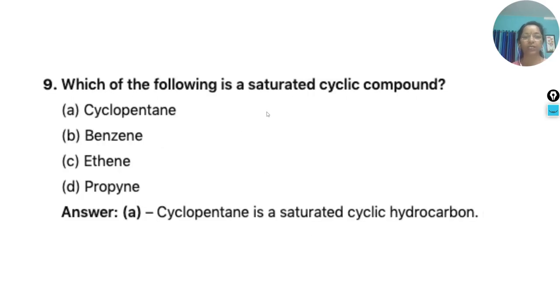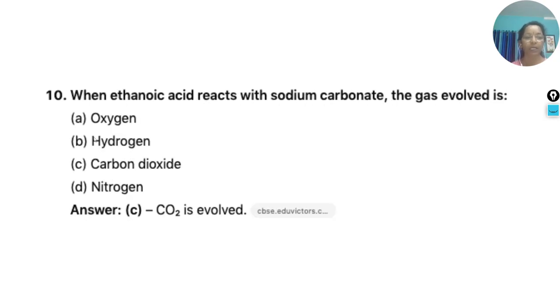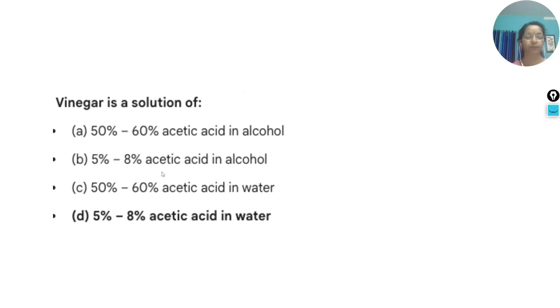Next, which of the following is a saturated cyclic compound? The answer is saturated, so it should be cyclopentane, not benzene. The other two are not cyclic compounds. Okay. Then when ethanoic acid reacts with sodium carbonate, acid and metal carbonate, carbon dioxide gas should be evolved, isn't it? So answer option C, carbon dioxide.